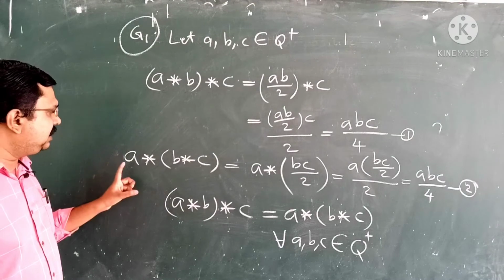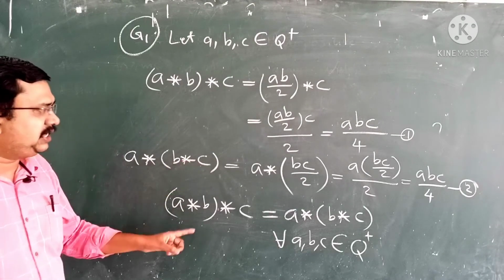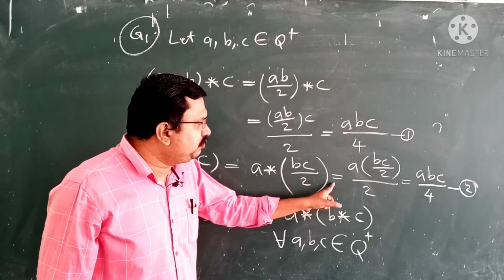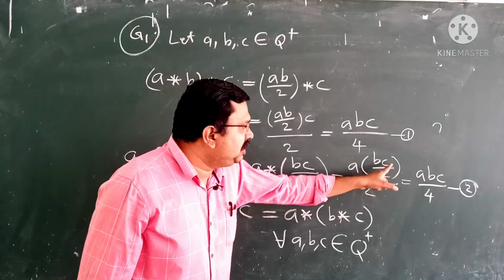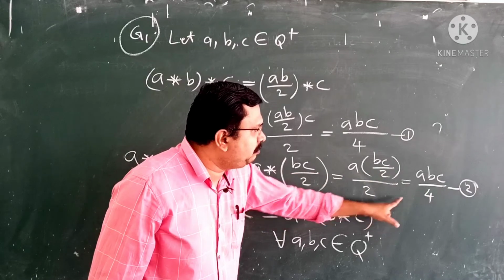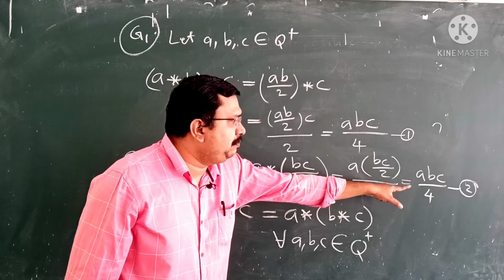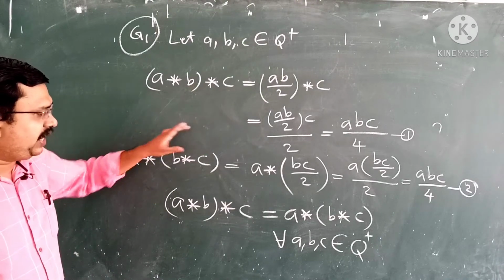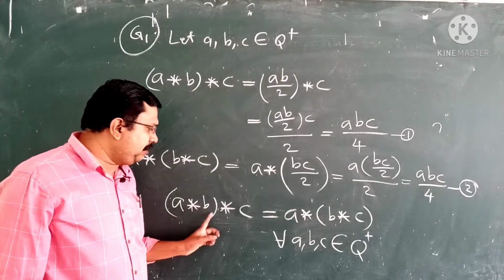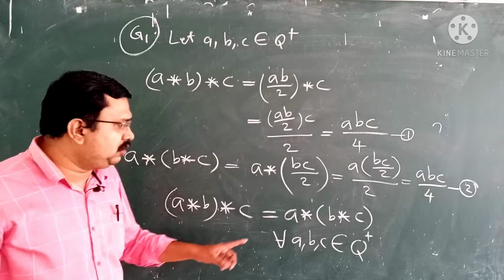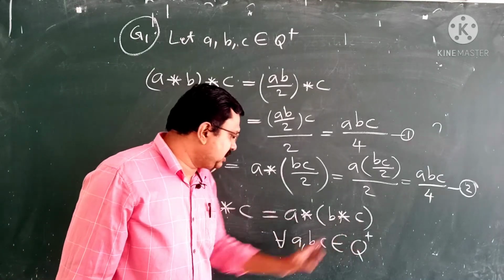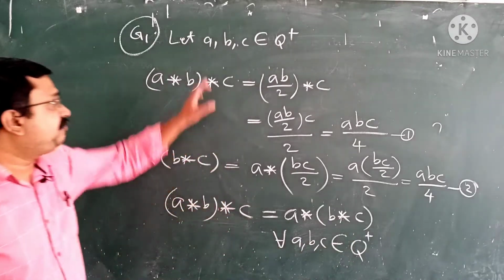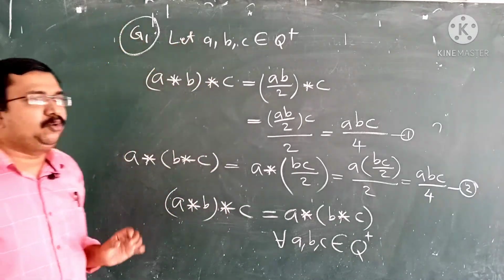Then the second case is A star B star C. That is equal to A star, what is B star C? BC by 2, which is equal to A into BC by 2, the whole divided by 2, equal to ABC by 4, equation number 2. Then from equation 1 and 2, it is clear that (A star B) star C is equal to A star (B star C), for every A, B, C belongs to Q plus. Therefore, the first axiom is proved.